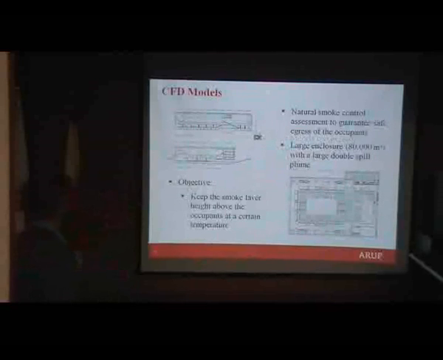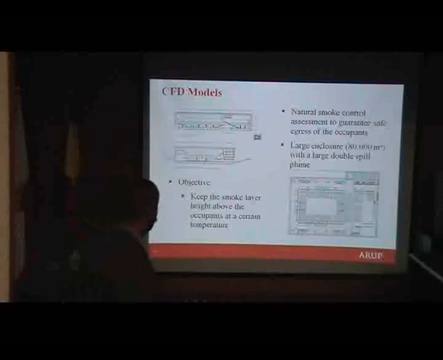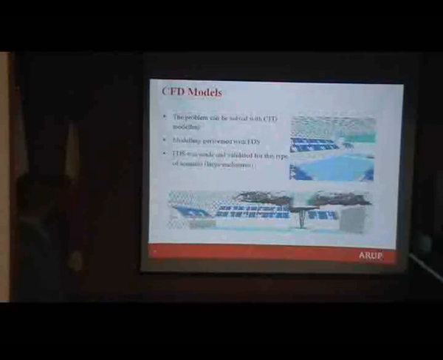That's an example. It's not a very small enclosure. This is actually a sport arena. We needed to address a smoke control assessment in order to guarantee the safe egress of the occupants at a lower level. We're talking about 80,000 square meters with a potential double spill plume beside the bridge. The objective of this is to keep the smoke layer height above the occupants at a certain temperature. How can I solve the problem? This problem can be solved with CFD modeling.